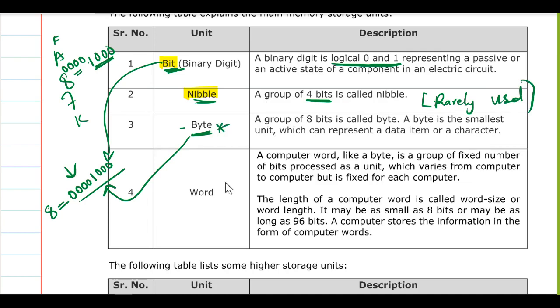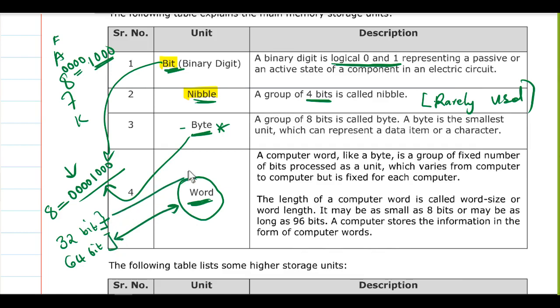A computer word, like a byte, is a group of a fixed number of bits processed as a unit. It varies from computer to computer, but is fixed for each computer. Nowadays you'll hear of computers classified as a 32-bit system or a 64-bit system. The 64-bit system and the 32-bit system are said to have one word of 64 bits or 32 bits, depending on which system you're talking about.